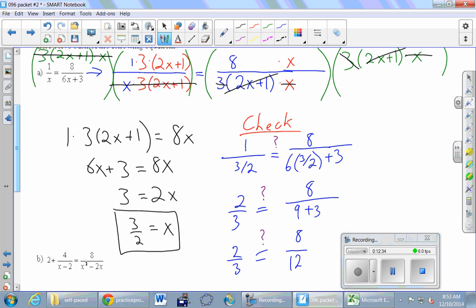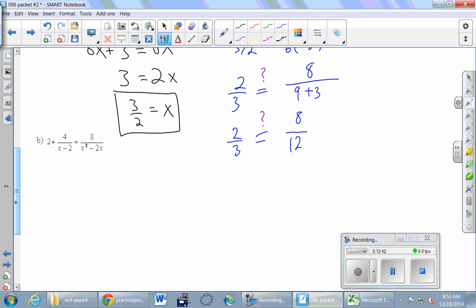Questions on that? Okay, so let's try B. Same idea. What's the first step? Factor. Always factor those denominators.